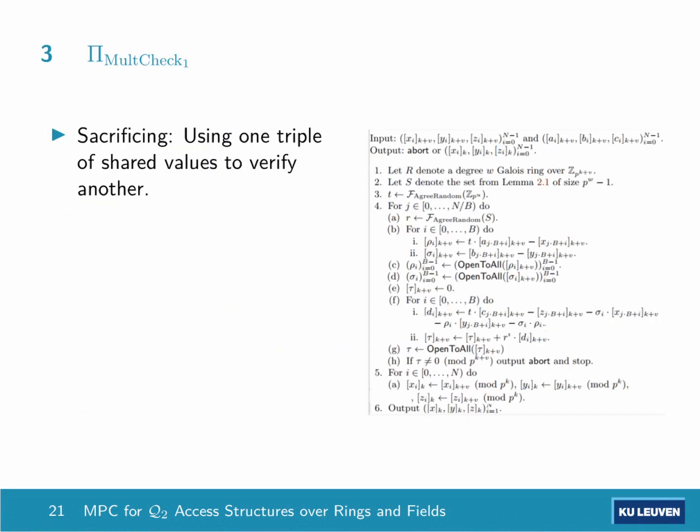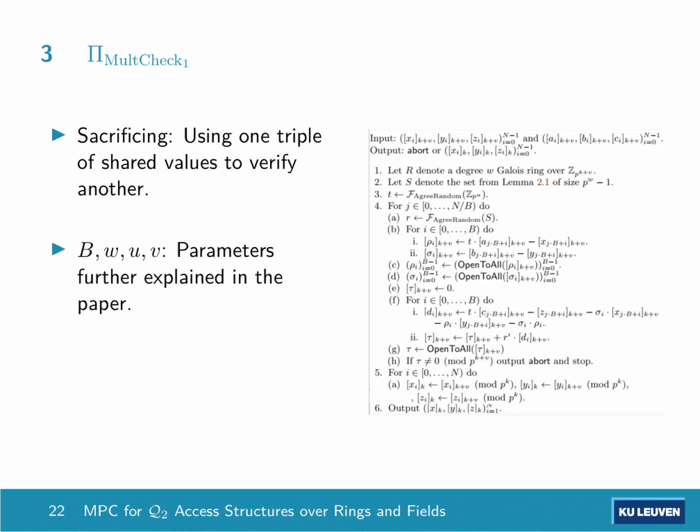So assume we have the two triples, xi, yi, zi, and ai, bi, ci. Then we let R denote the degree W Galois ring extension over Z modulo p to the k plus v, where v is some security parameter. Then we know that a set S of size p to the power w minus 1 exists by definition of the Galois ring, which will fulfill the conditions of the Schwartz-Zippel lemma.